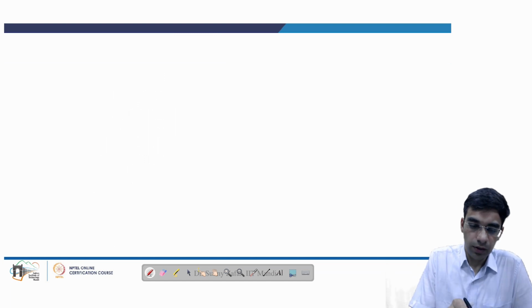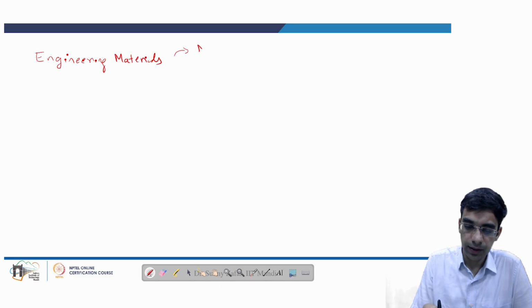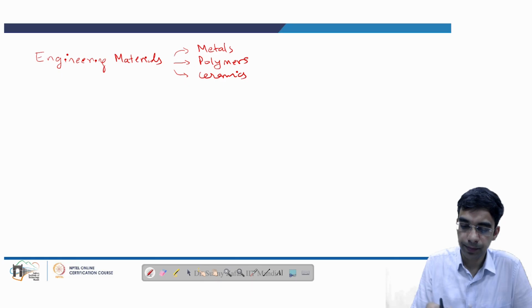So we have seen all the classification of the engineering materials earlier. So engineering materials in particular are divided in four categories as we have seen. So they include metals, they include polymers, they include ceramics, they also include hybrids.